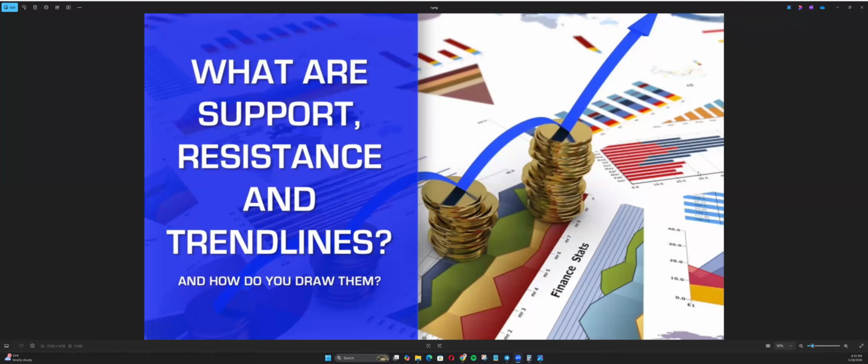What are supports, resistance, and trend lines, and how do you draw them? Okay, I'm going to show you guys in this video how you locate a support and resistance, and I'll show you my own way and my own format and what I teach my students on how to do this. Okay, so yeah, let's go into it.